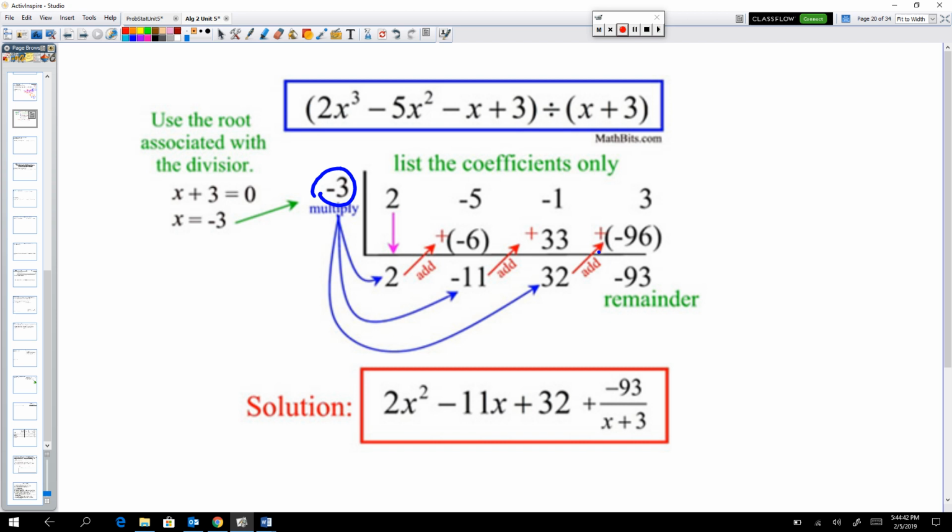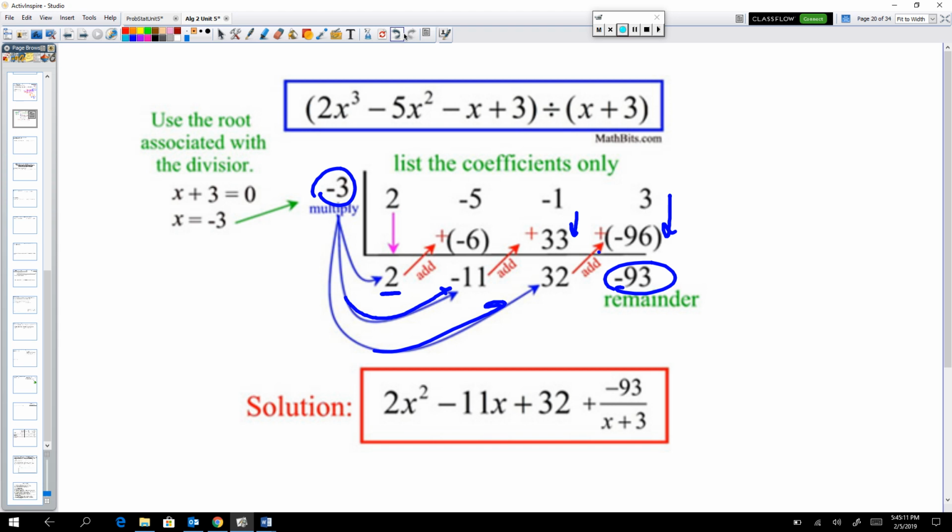Bring the 2 down, multiply up, add down, multiply up, add down, multiply up, add down. And you'll notice we get the exact same answer we did with long division. That answer is constructed by taking the numbers at the bottom. So remember when we did synthetic substitution, we just circled the last number and said, hey, we've evaluated at -3, and the answer is -93.